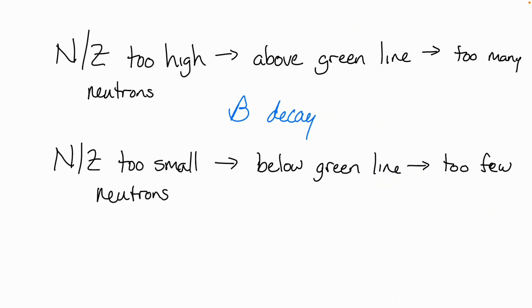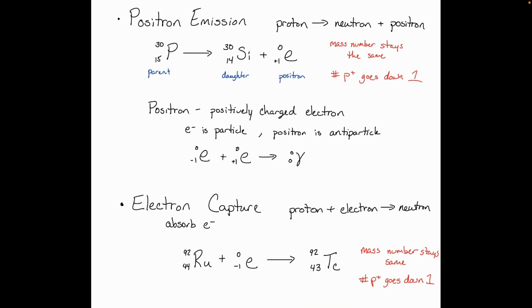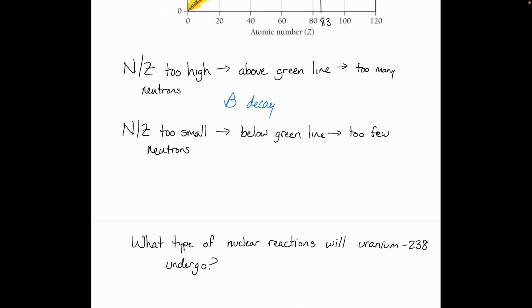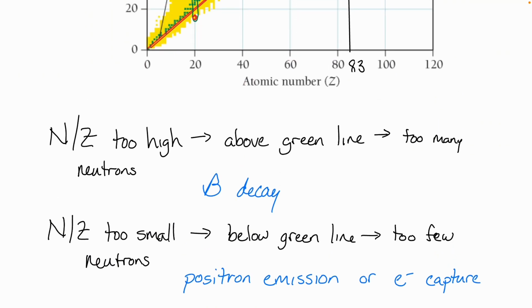So those last two nuclear reactions that we studied, this is a way to make it so that your mass number stays the same, but the number of protons goes down. We get a proton being converted into a neutron. So both of these here would be viable options: positron emission or electron capture. Which one it picks is going to be unique to this particular particle, but either one of these would help you reach that green line.